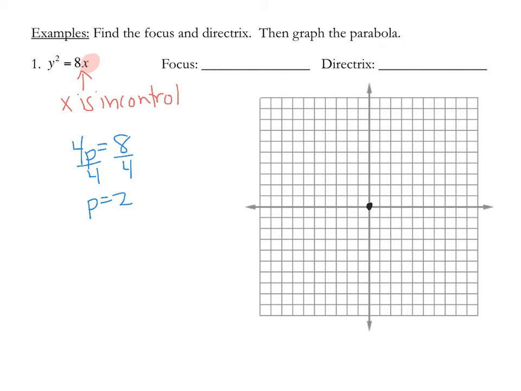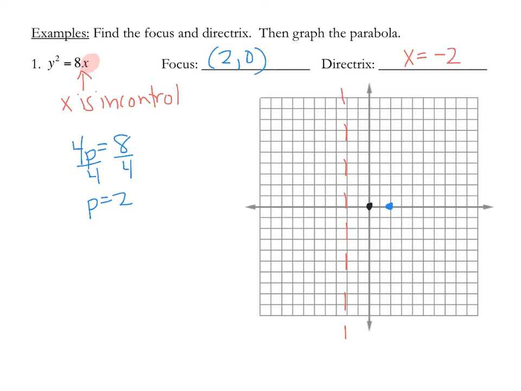And then my p-value tells me I'm moving in the x direction, positive 2. Because x was in control, I'm moving in the x direction, positive 2. And then to find the directrix, I'm moving in the opposite direction, and I'm going to draw that dotted line through x equals negative 2. So I always graph them first, and then I fill in their values up at the top. So the focus coordinate points are over 2, up 0. And the directrix equation, that always needs to be an equation because it's a vertical line, it's going to be x equals negative 2.